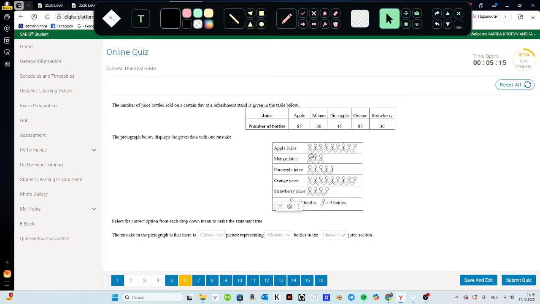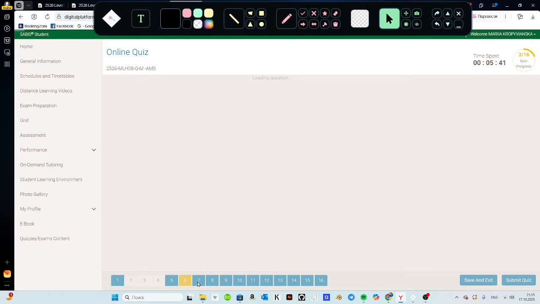Mango juice 30. That's the same thing, all correct. Pineapple juice: 1, 2, 3, 4, and half of the fifth person, that's 45. Then orange juice: 1, 2, 3, 4, 5, 6, 7, 8, and half a person, that's 85. And strawberry juice is 1, 2, 3, but here it shows 35, but on the chart it says it's 30. So there's an extra picture representing 5 bottles in the strawberry juice section.